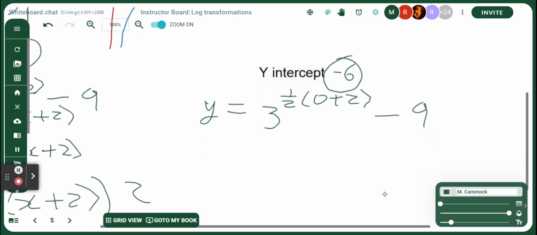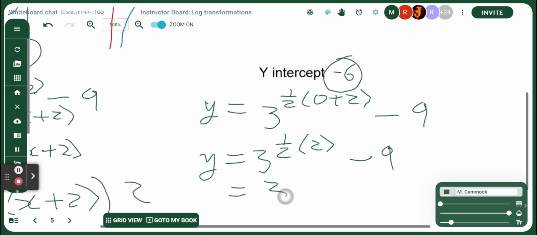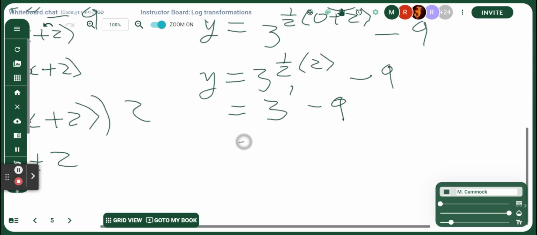Okay, so that means that y is equal to 3 to the power of a half of 2. Zero plus 2 is just 2, minus 9. So that's equal to 3 to the power of a half of 2, which is 1, minus 9. And of course, 3 to the power of 1 is 3, so that would be 3 minus 9, which is minus 6. Again, we knew that from before.